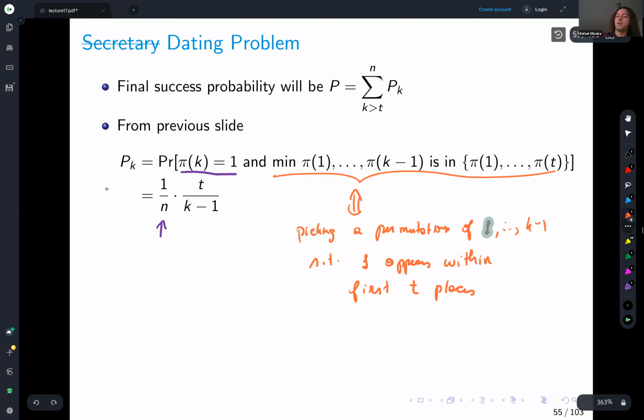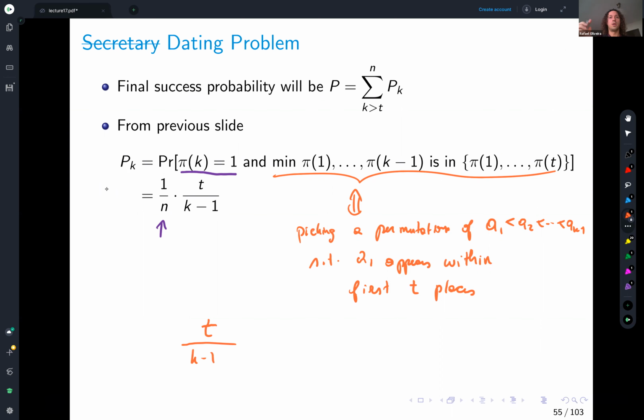Maybe if you're confused, we can replace 1 up to k minus 1 with A1, A2, all the way up to A k minus 1. These are the rankings, and what you want is the A1 person to appear within the first t places. Well, if you pick this permutation at random, you have t locations for A1 over all the k minus 1 locations. Once you pick that, you're good. So this is exactly the probability of the minimum being within the first t places. Does that make sense?